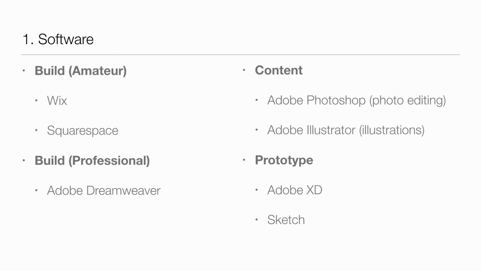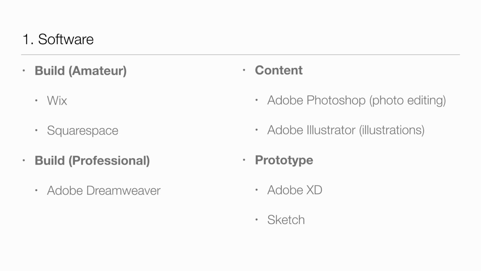So software is what you build the website in. If you're an amateur, something like Wix or Squarespace, there's many of them out there. These are excellent because they remove the need to learn to code. Going further, Dreamweaver is one professional software made by Adobe. There's lots out there, and by the time you see this video, a new one could have come to prominence.